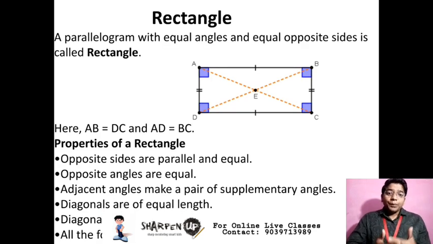Rectangle. A parallelogram with equal angles and equal opposite sides is called a rectangle. Here AB is equal to DC and AD is equal to BC. So what are the properties of a rectangle? Opposite sides are parallel and equal. Opposite angles are equal. Adjacent angles make a pair of supplementary angles. Diagonals are of equal length. Diagonals bisect each other and all the 4 angles are 90 degrees.